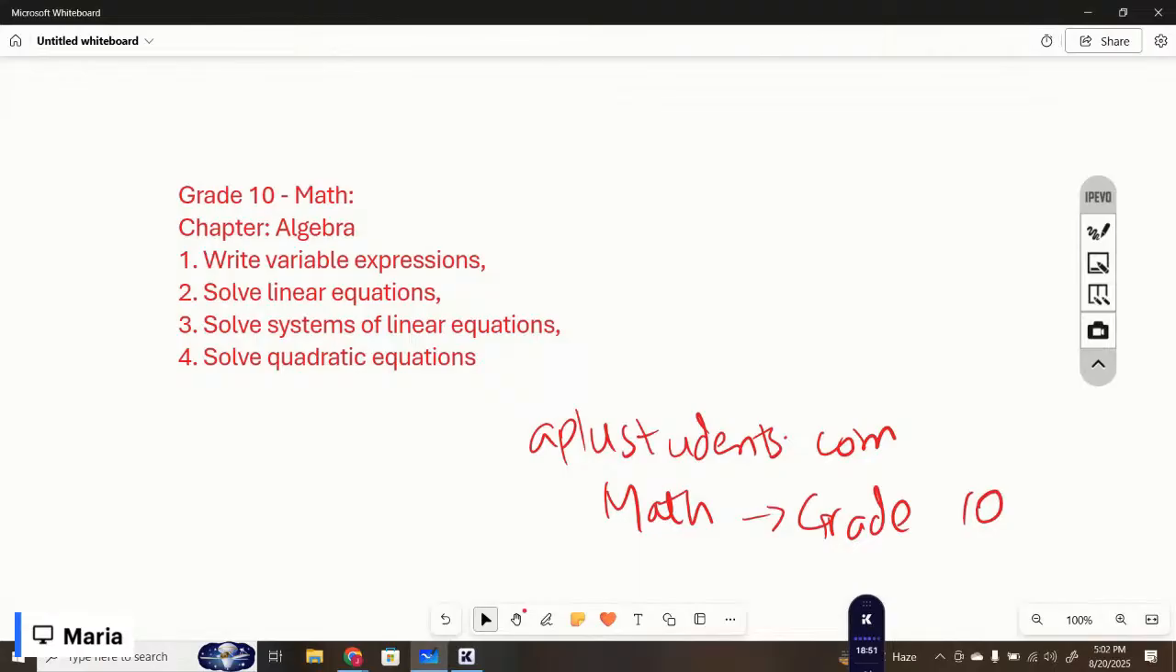There you can find a list of the chapters. We're going to start with the chapter Algebra. The lessons we're going to cover today are write variable expressions, solve linear equations, solve system of linear equations, and solve quadratic equations. So please make sure you have your notebook and pencil so that you can note down the important examples and definitions as well.